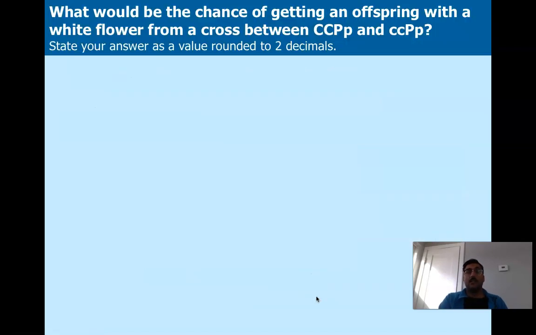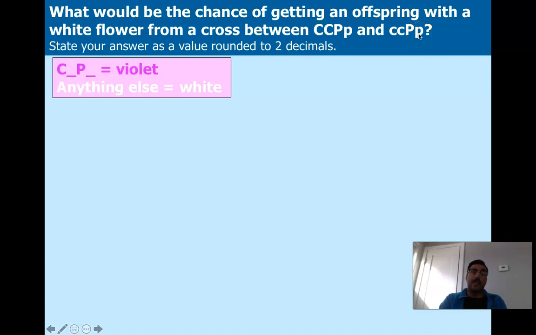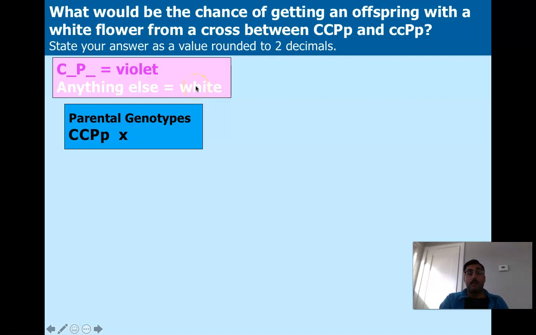So let's see what that cross looks like. What are the chances of getting an offspring with a white flower from a cross between big C, big C, big P, little p, and a plant that's little c, little c, big P, little p? So here's my legend, right? If it has one big C and one big P, it's going to be purple or violet. If there's any other combination of the genotype, it'll be a white flower. So I'm going to do my cross according to what it just told me. Remember, foil that first, outside, inside, last. Do it for this organism, then do it for this organism.